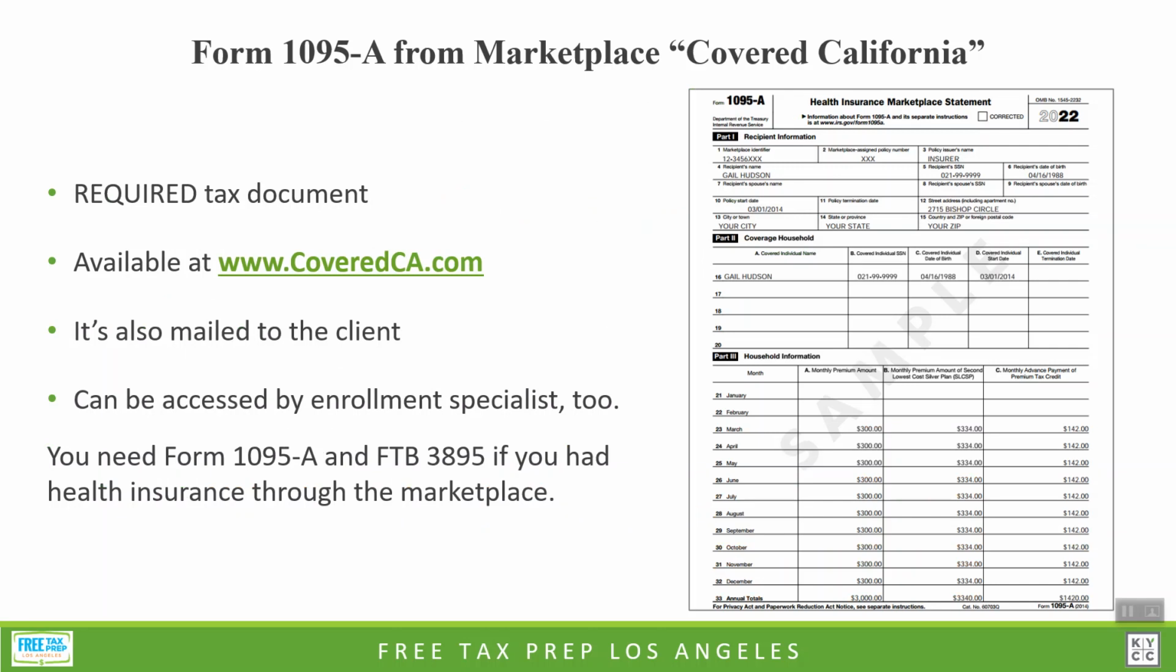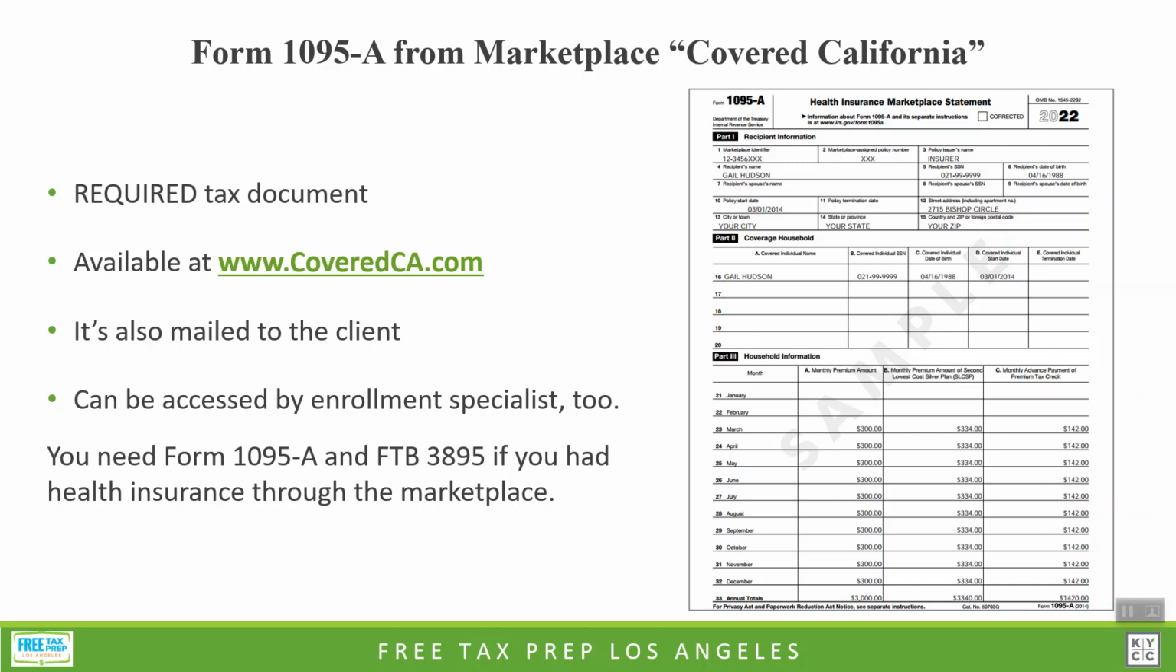So, if a client had insurance from the marketplace or Covered California, they would be receiving two forms. We'll go over the first one, which would be the form 1095A, and this is a required tax document that we need in order to file the taxes if the taxpayer had Covered California. It's available at www.coveredca.com, and it's usually also mailed to the client at the start of the year. And it can be accessed by an enrollment specialist as well.